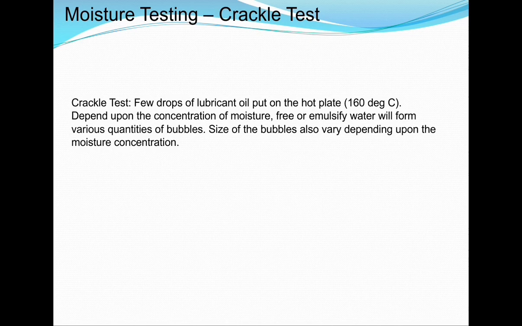The crackle test is nothing but a hot pot, and you put some oil on that. The hot pot is around 150 to 160 degrees centigrade, and when you put the oil there are crackle sounds and the formation of bubbles. The more the water contamination, the more the bubble formation. So in the crackle test, a few drops of lubricant oil are put on the hot plate kept at a temperature of 160 degrees centigrade, and depending upon the concentration of the moisture, whether in free, emulsified, or dissolved form, we can visualize the quantity of bubbles.